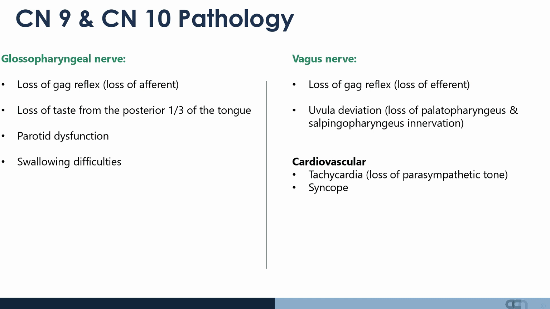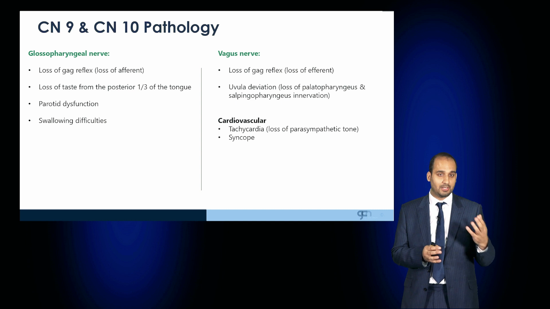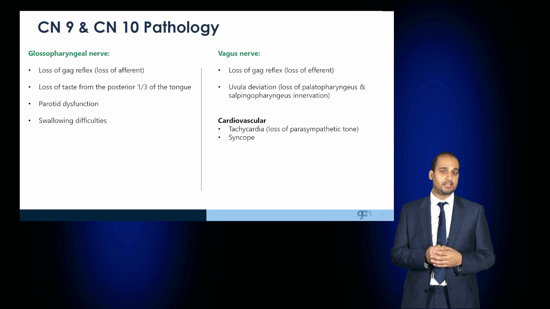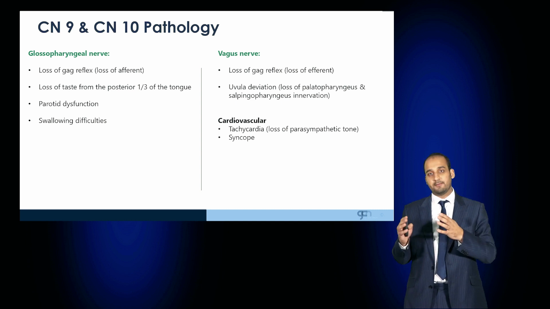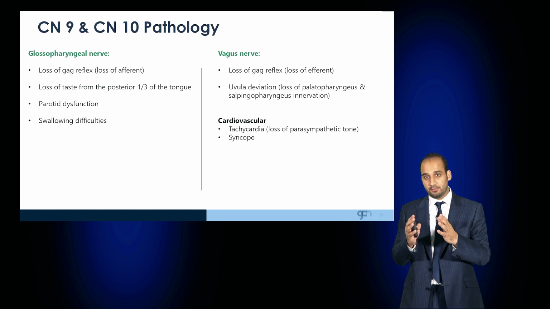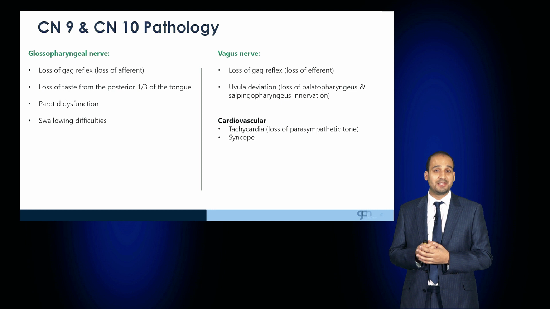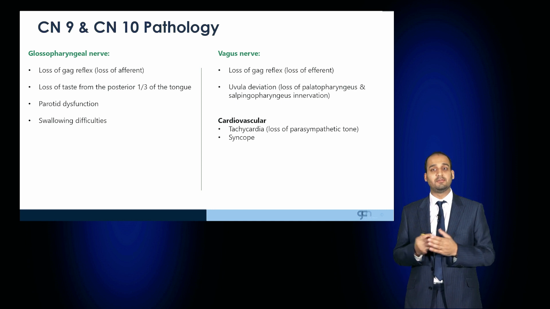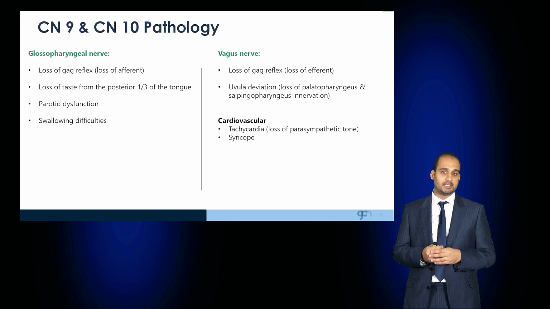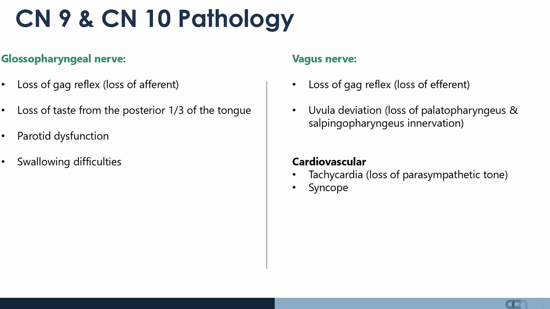As well as this, glossopharyngeal innervates the parotid glands, and any parotid dysfunction may be as a result of glossopharyngeal dysfunction. For the vagus nerve, examine the uvula. Deviation is as a result of vagus nerve disease, and that's because of the loss of the palatopharyngeus as well as the salpingopharyngeus innervation from the vagus nerve.